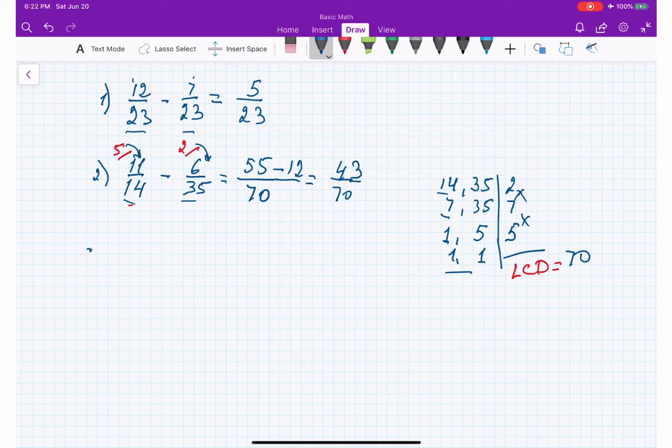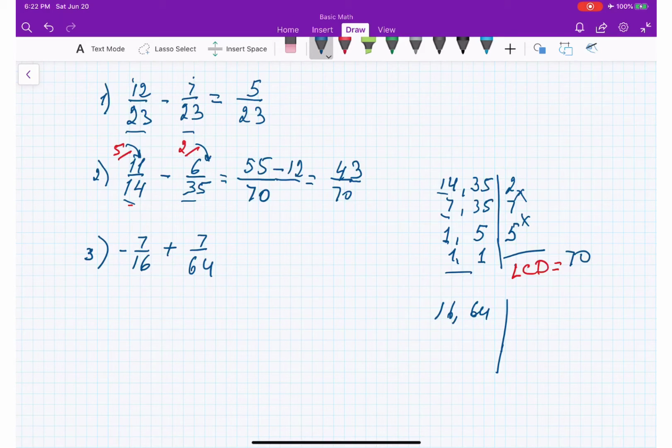Next one. Negative 7 over 16 plus 7 over 64. So 16 and 64. What is going to be our common denominator in this case? Well, let's find out. 16, 64.